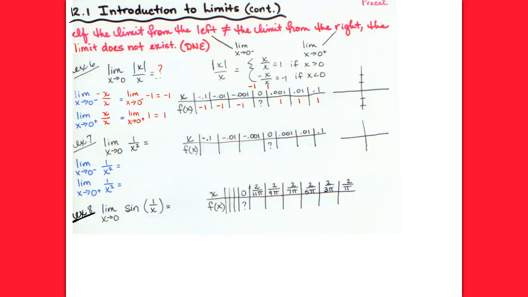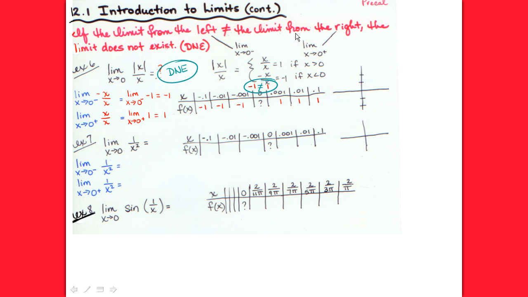1. So my limit from the left was negative 1. My limit from the right was positive 1. So what is the overall limit for this function? It does not exist. Why? Because the limit from the left did not equal the limit from the right.